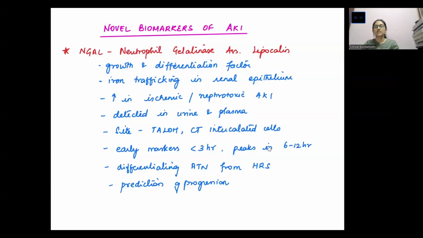So we will just discuss the novel biomarkers of acute kidney injury and chronic kidney injury today. I will mention the biomarkers and some important points that it's good to know. You may also use these if you want to do a study for your journal or thesis; you can very well take up these markers. There are many markers.